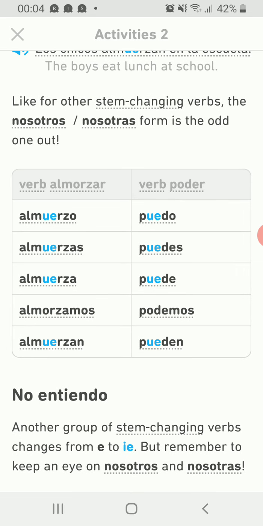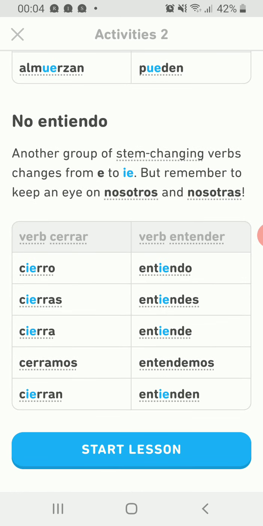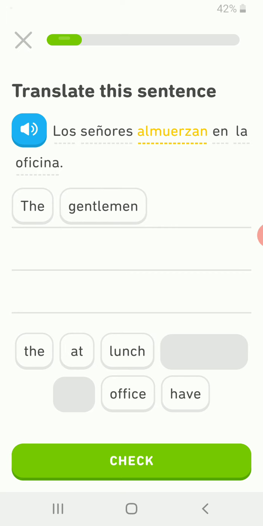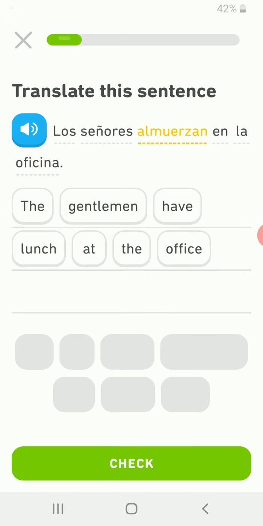So be careful about that. And also about this. Here O becomes UE, and here E becomes IE. Let's train. Let's do this. Los señores almuerzan en la oficina. Los señores, the gentlemen, almuerzan. So they have lunch at the office.